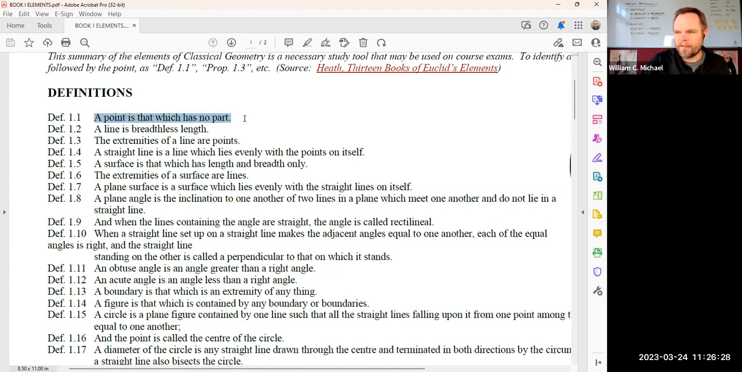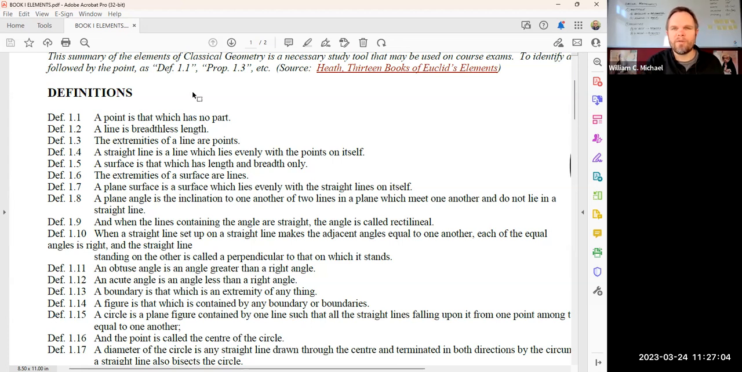The first definition says a point is that which has no part. A point is that which has no part. Now, if I went to the board here and I wanted to show you a point, what I would do is I would draw a dot. And the problem when we draw a dot is that a dot is not a point. A dot is exactly the opposite of what the definition of point just told us. A point is that which has no part. A dot, if I draw a dot, or if there's any kind of physical body, it has parts. A point has no part.